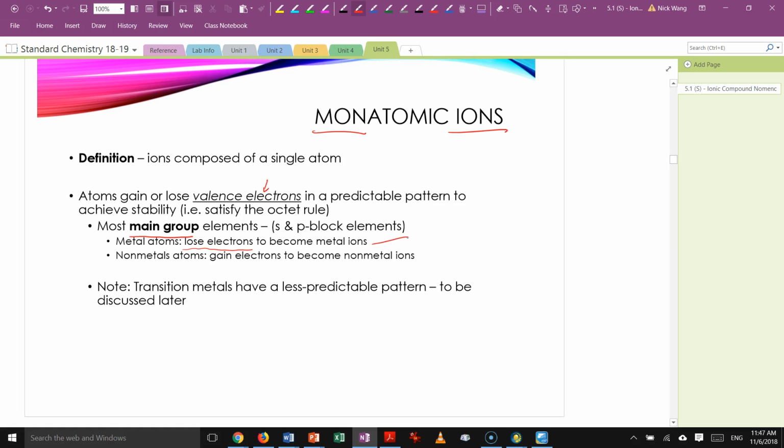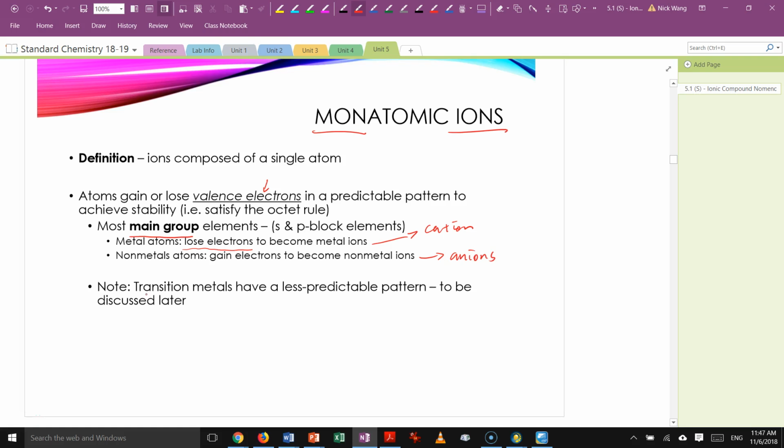And of course, I learned that before, right? That's going to be a cation. So that's your positive ion. And then these nonmetals that gain electrons, right? Electrons are negative. So when they gain extra negative, they become negative ions. And we know those as anions.